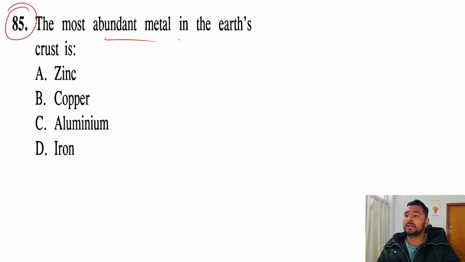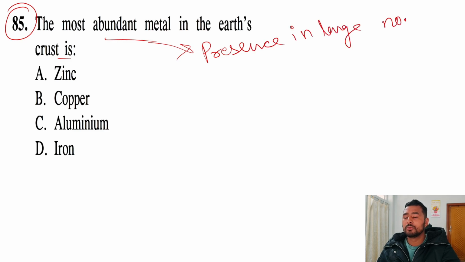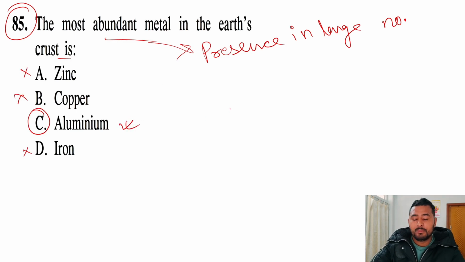85. The most abundant metal in the earth's crust. So abundant means what? Presence in large number. So which of the following metal is abundantly present in the earth? Is it zinc? No. Copper? No. It will be aluminium. Iron? Answer will be aluminium. Aluminium is present in large number, abundantly in earth crust.